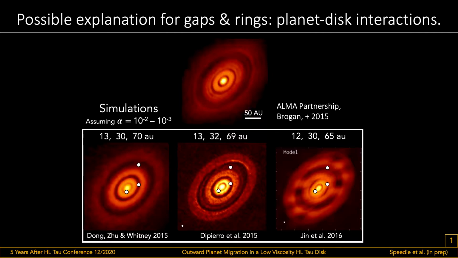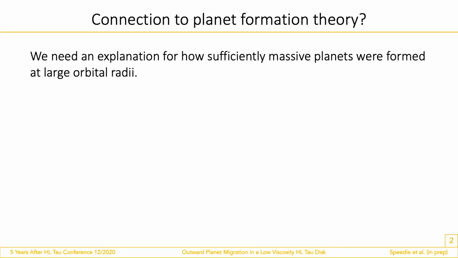Many works have successfully carried out hydrodynamic simulations to determine the right planet masses and orbital radii that would recreate the pattern of gaps and rings that we observe in HL Tau. Usually a planet is placed in the location of a gap. So we know that planets can open dust gaps. But to understand the full story, we need to connect our hydro simulations to the entire process of planet formation. We need an explanation for how a planet of the right mass and semi-major axis came to be there.